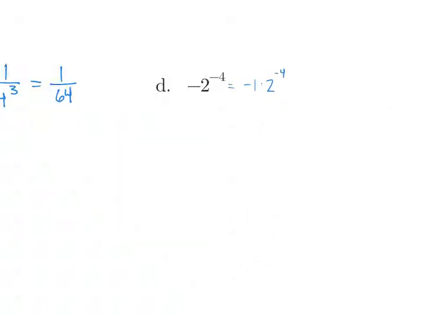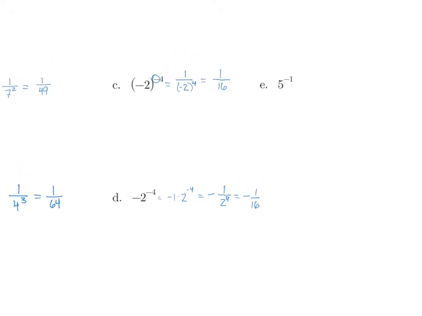So we get negative 1 over 2 to the 4th, which is equal to negative 1 over 16. Since the negative is not inside parentheses, it doesn't matter what our exponent is, it will remain negative.